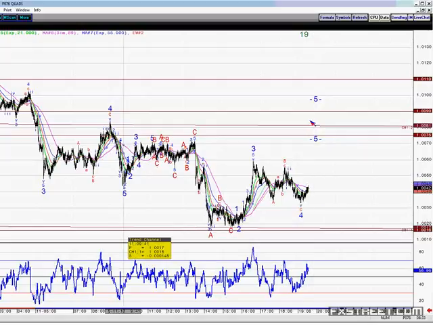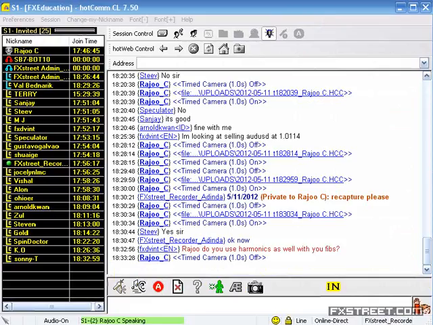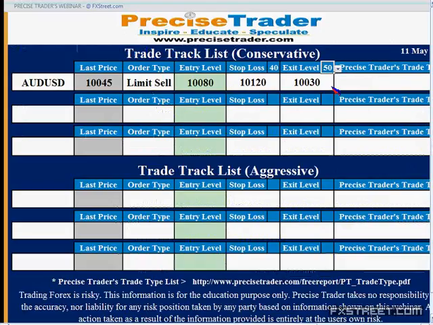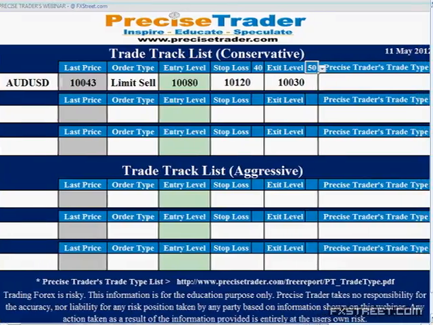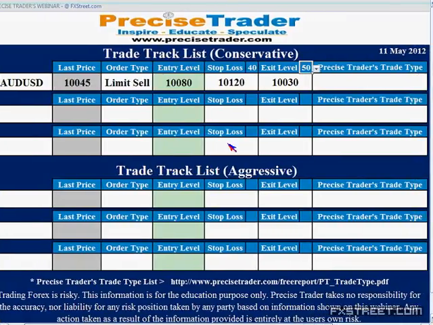Right now it's 10043, so probably what I may want to do is short near one. Let me give you a trade setup based on this. I'll be looking to short. This is a limit sell near 10080 and a stop loss about 40 pips, and I may plan to exit within a 50 pips move, because it's trading within the no man's zone area.